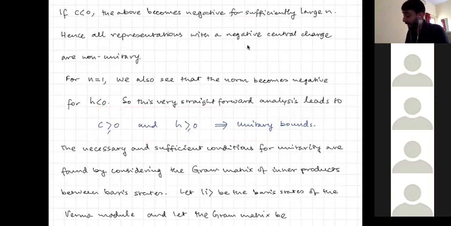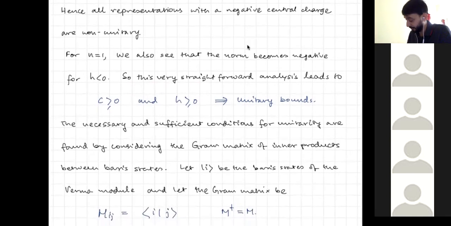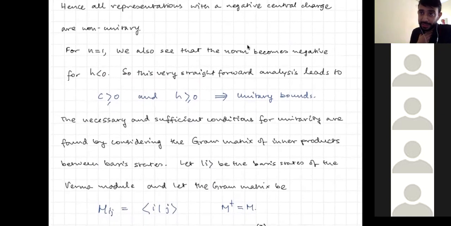c greater than 0 and h greater than 0. Okay, so this is a very straightforward way of doing it. Now let's try to understand this in a little more detail. The next 10 minutes or so, we will try and do this.